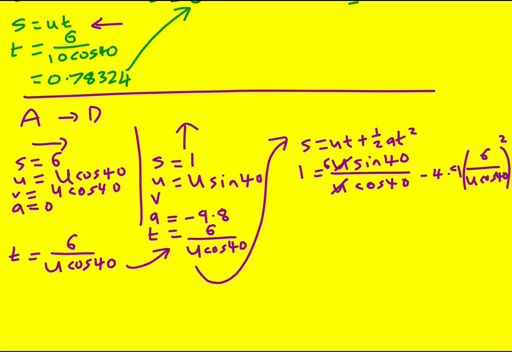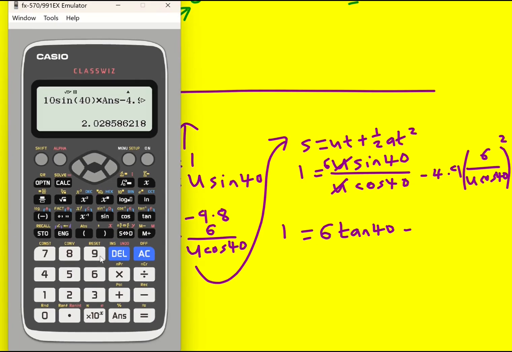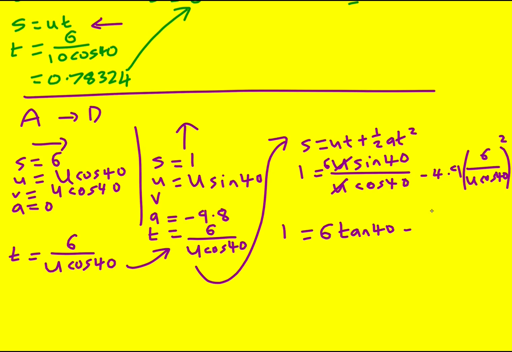So the U's cancel, and I've got 1 equals 6 tan 40 minus, I need to square the 6 to give 36 and then times that by 4.9, which gives 176.4. I'm going to leave this in terms of cos squared 40. Now I just need to rearrange to make U squared the subject.